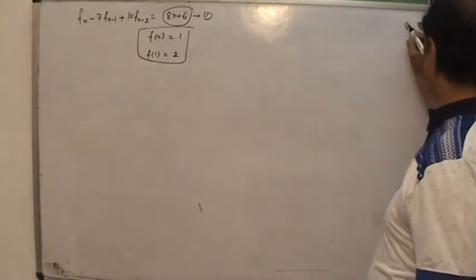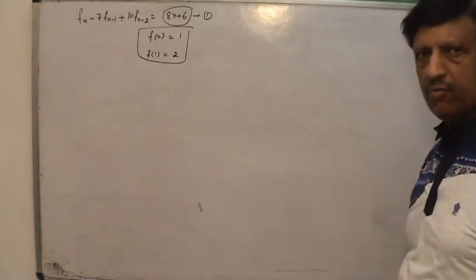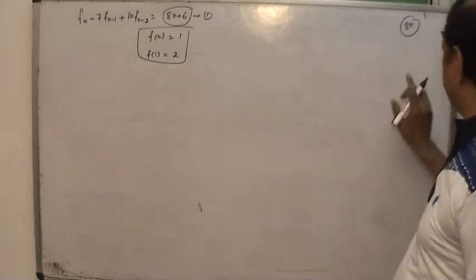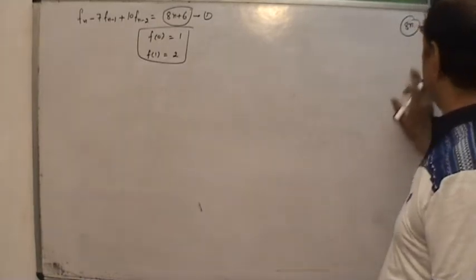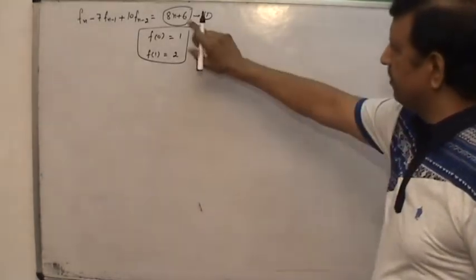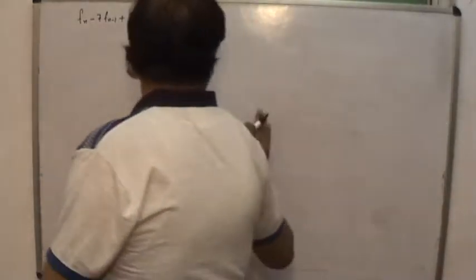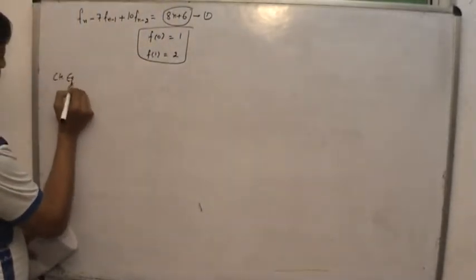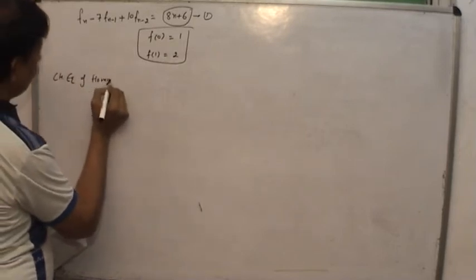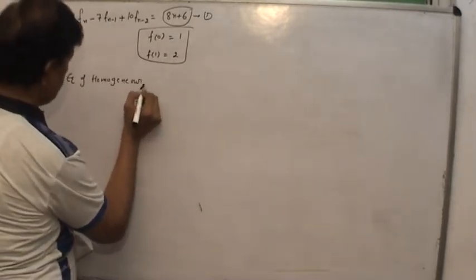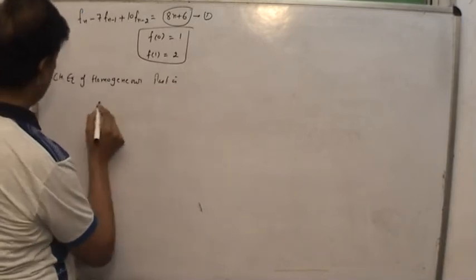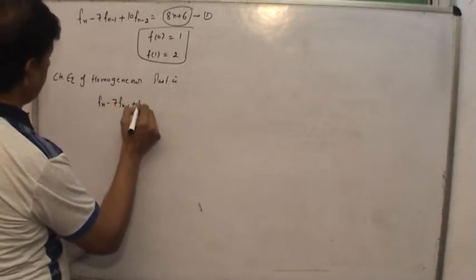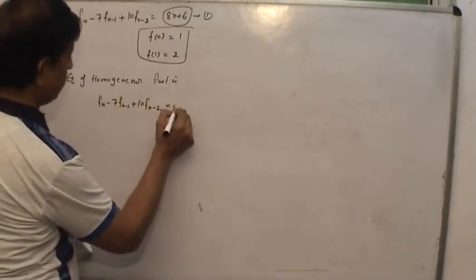If it was in the form of this, then again we consider it is a recurrence relation of non-homogeneous type containing the linear equation. Then we are concerned with only n. Again we start with the homogeneous part. The characteristic equation of the homogeneous part is f of n minus 7 times f of n minus 1 plus 10 times f of n minus 2 is equal to 0.